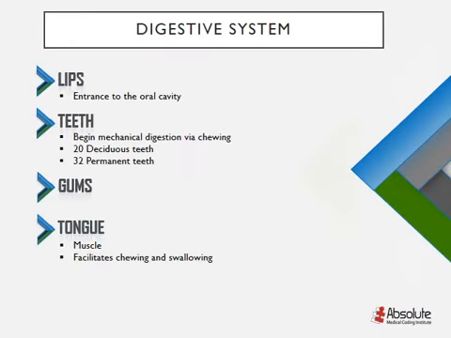Okay, let's talk about some of these terms in a little more detail. Your lips. As I said, digestion begins in the mouth, and your lips are the entrance to the oral cavity. Once you take in food, your teeth begin the mechanical digestion, which is chewing, and salivary glands secrete saliva and enzymes to moisturize our food for swallowing.